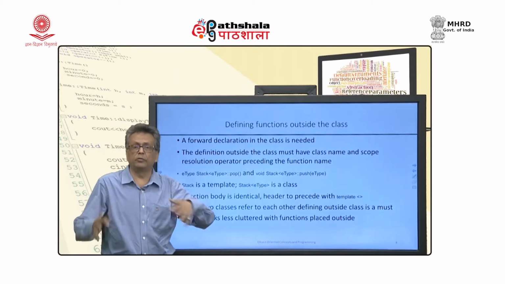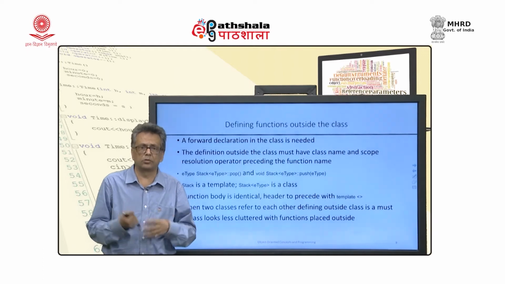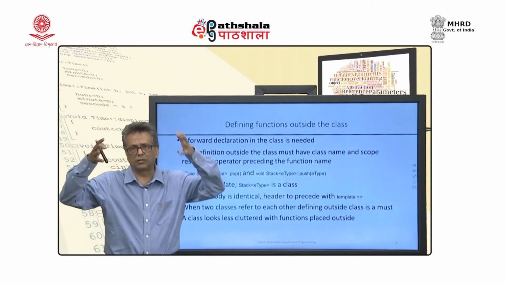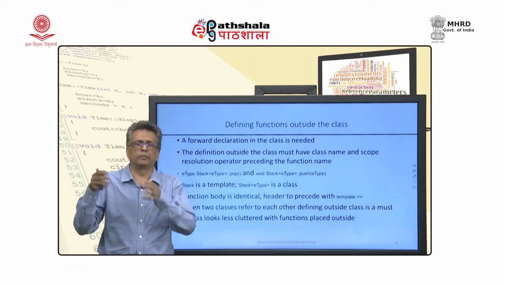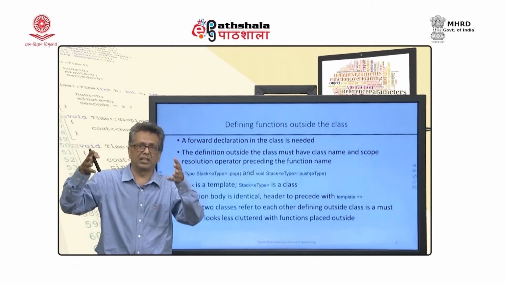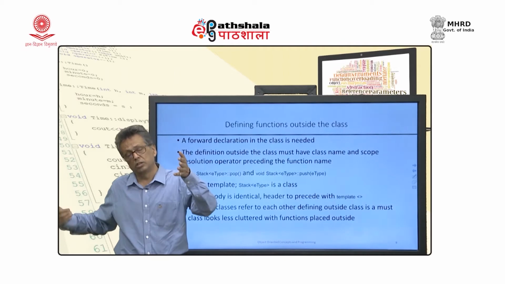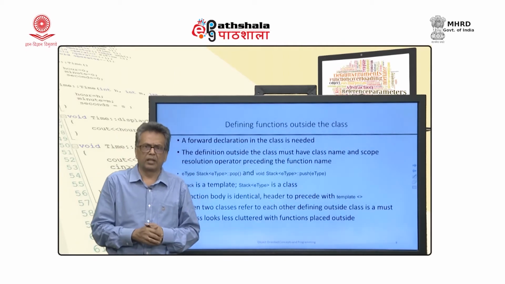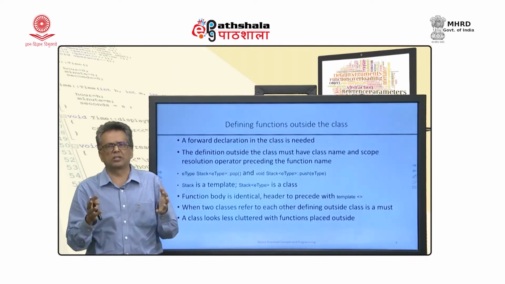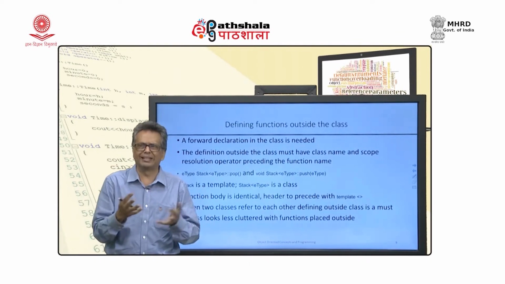Because the first thing you are supposed to do is to have the declaration of that particular member function in the class itself, and then define those functions outside the class. You may ask why one should do it. There are normally two reasons for doing it. First, it makes the class look less cluttered.